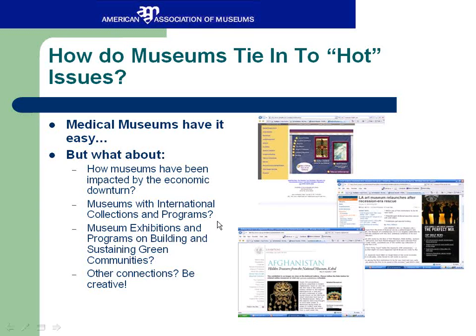Or you can look at museums with international collections and programs. I was searching on museums in Afghanistan, and I found a collection of Afghani jewelry that was at a museum. Museum exhibitions and programs on building and sustaining green communities. There's all kinds of ways. This is what's so wonderful about museums. To me, there's all kinds of ways that you can link your museum issues to the hot topics of the day. It doesn't have to be just the kinds of things that you have programs on as a museum. It can be the work that you're doing in the community. It can be how you're connecting to others.